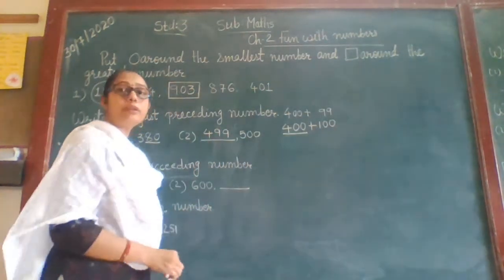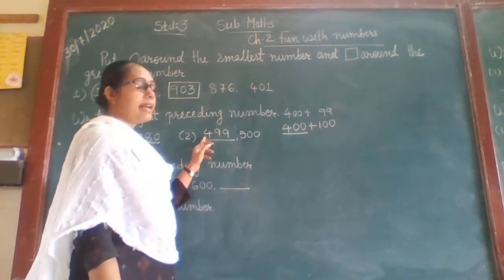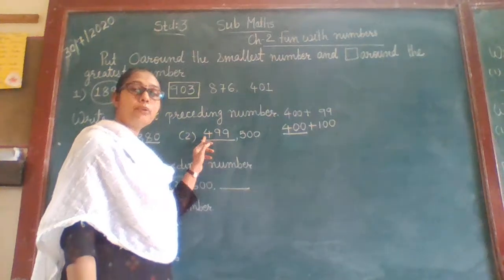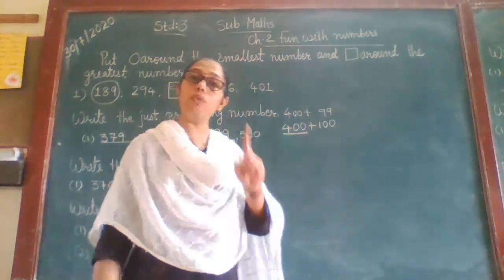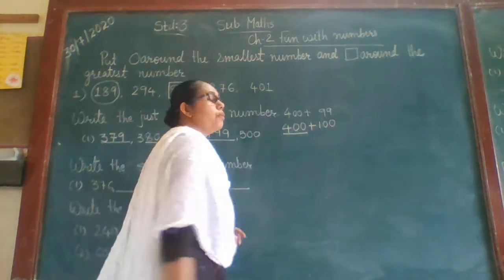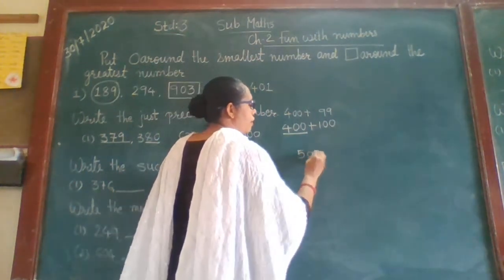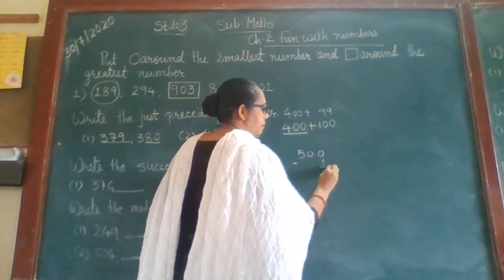And I taught you another method also to find the just preceding number. What we have to do? We have to subtract 1 from the given number. If you don't know how to find this, then what you have to do? You have to subtract 1 from the given number.